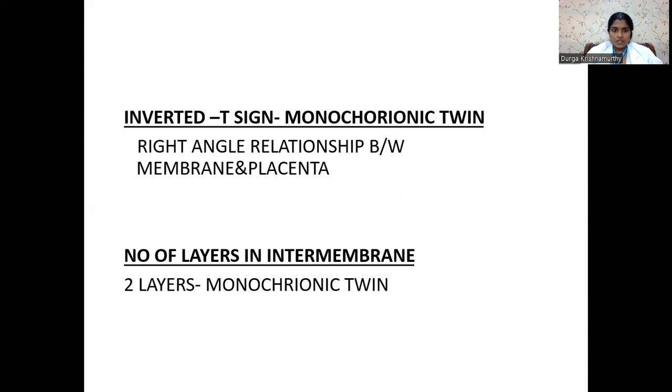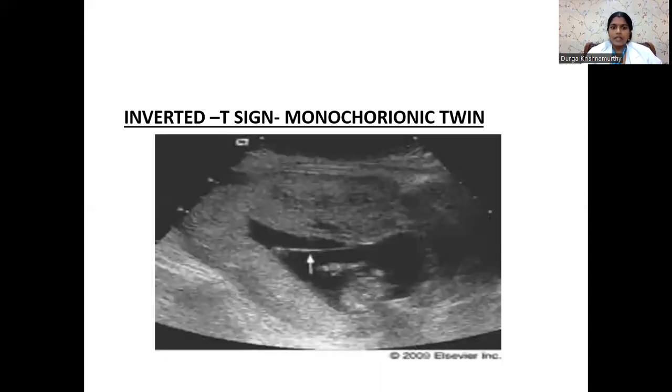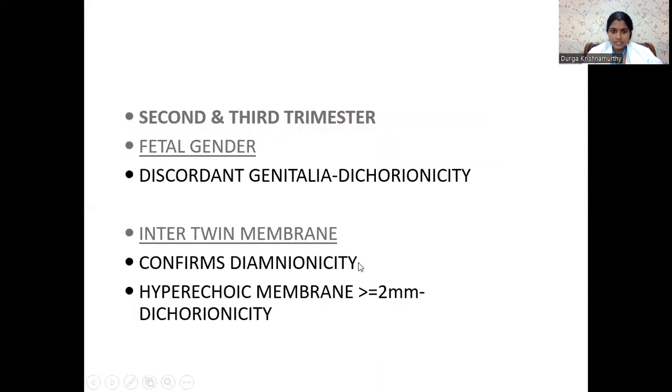The inverted T sign is very important to diagnose monochorionic twins. It is the right angle relationship between the membrane and the placenta. In monochorionic twins, the number of layers is only 2. In dichorionic, it will be 4 layers. Can you see this, called the inverted T sign?